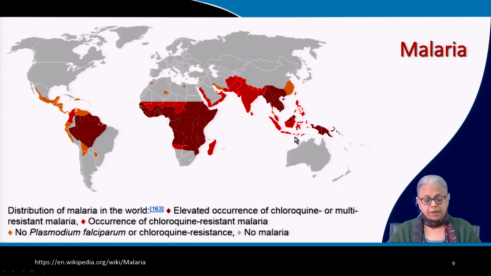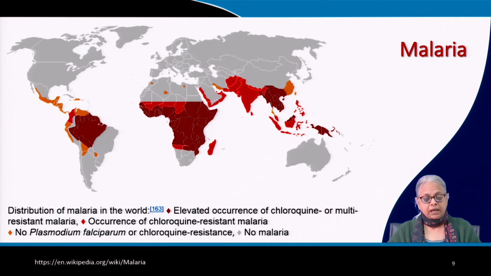So what you see in this map is a dark brown set of geographic areas where elevated occurrence of chloroquine and multi-resistant malaria is already known. In our country, we do have chloroquine resistant malaria, so it's no longer effective, and there are other parts of the world, much smaller areas, where there is no resistance to either Plasmodium falciparum or to chloroquine. And then there are much larger areas where there is no malaria at all.